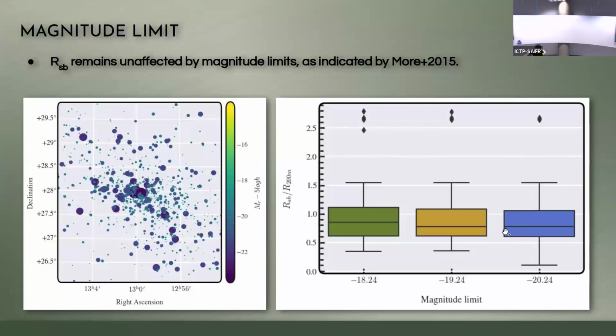Sorry, what are the dots up there in those boxes? Those are outliers. So you have four main clusters that are outliers, from R200.